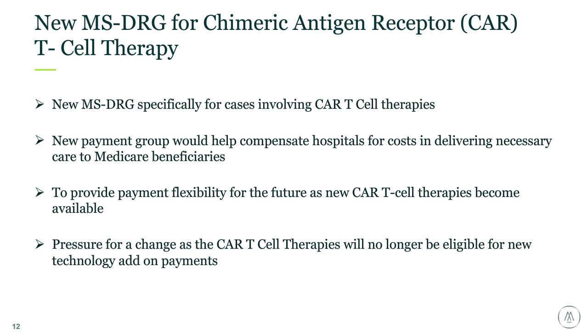CMS has established a new payment group that's intended to help compensate hospitals for CAR T costs. So as such, now that a new MS-DRG payment group has been established, CAR T will no longer be eligible for a new technology add-on payment.